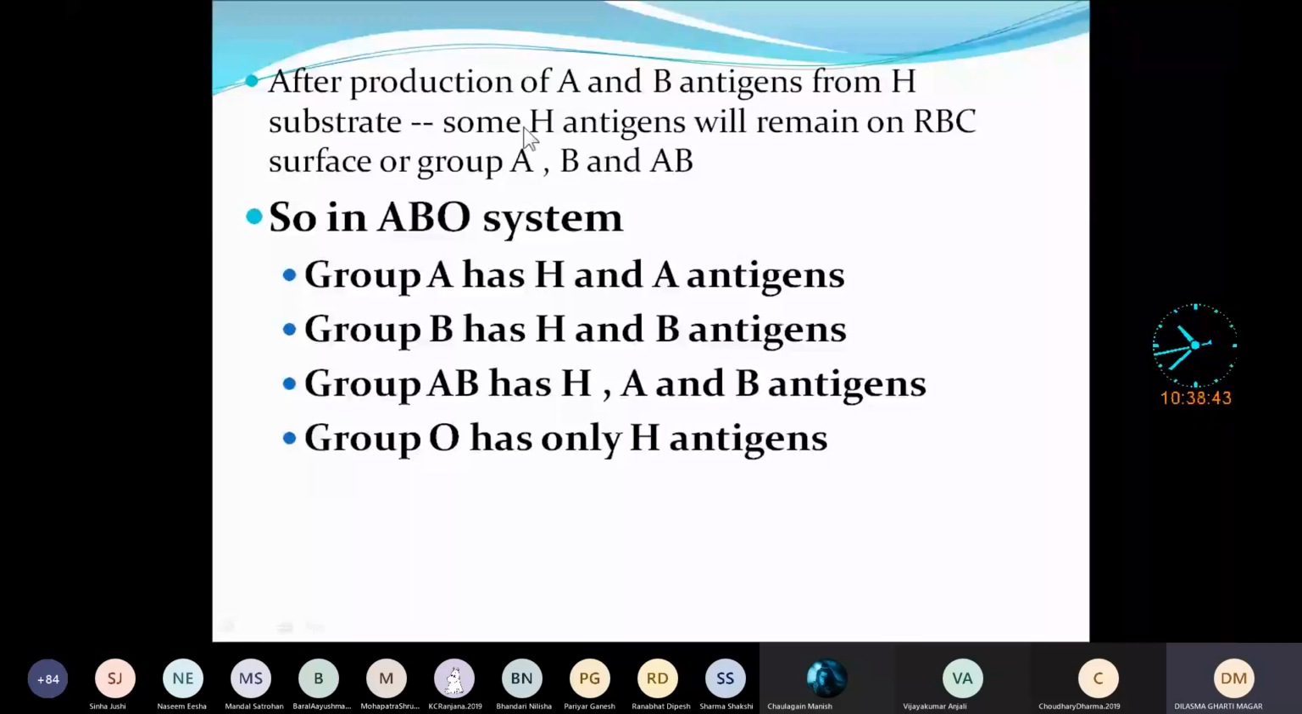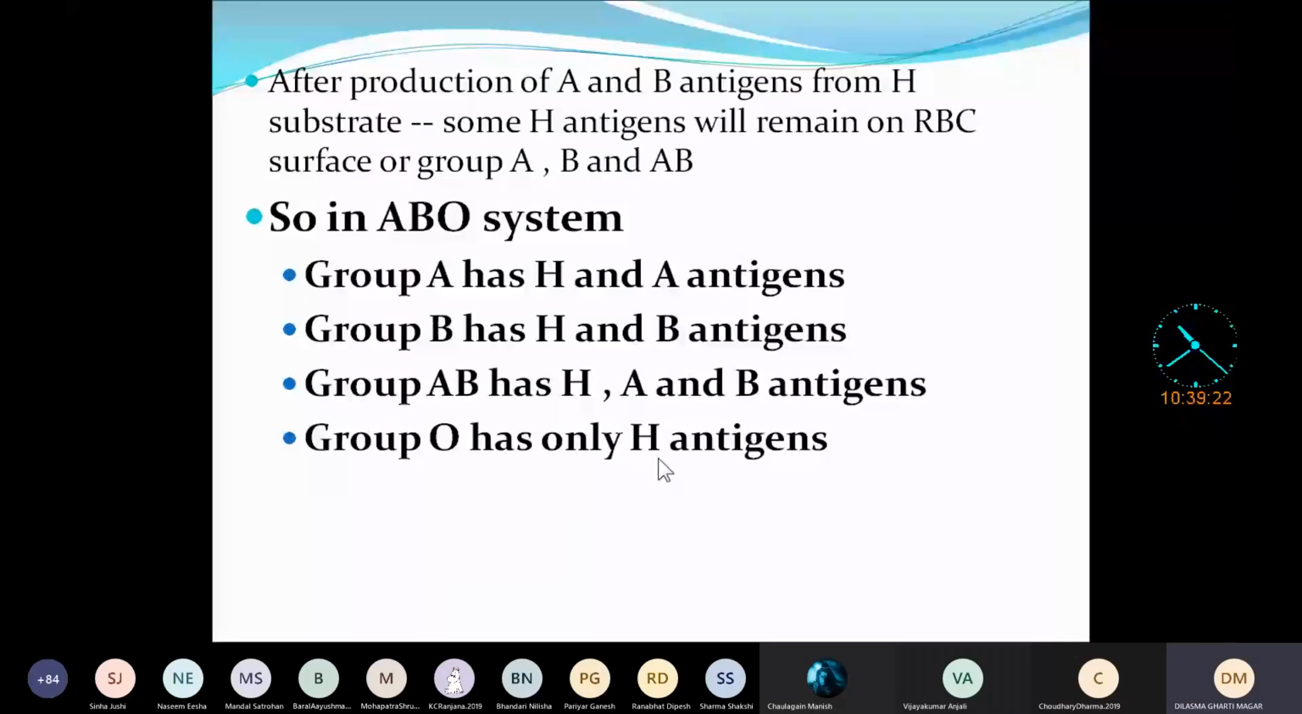After the production of the A and B antigens from the H substance, some antigens will remain on the surface of the RBC. So in the ABO blood group system, blood group A has the H and the A antigen. B will have the B antigen as well as the H antigen, and the AB blood group will have the A and B antigens and the H. Whenever there is blood group O, it will have only the H antigen. By this time you must know that in the O blood group, there will be no A or B antigen on the surface of the RBC, isn't it so? But it will have the H antigen.